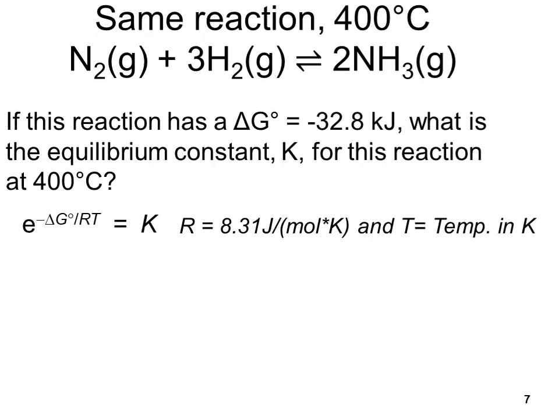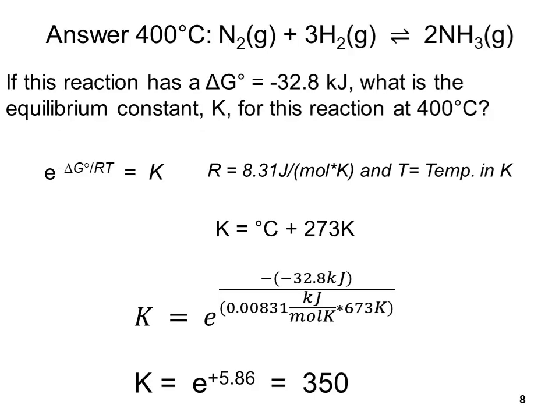This is the same reaction. Delta G standard is negative 32.8 kilojoules, but go ahead and try it at 400 degrees Celsius. So this problem is almost exactly the same as the last one. We have a delta G standard of negative 32.8 kilojoules. The temperature is now at 400 degrees Celsius. So before we go any further, we're going to add 273 to get a Kelvin temperature of 673 Kelvin.